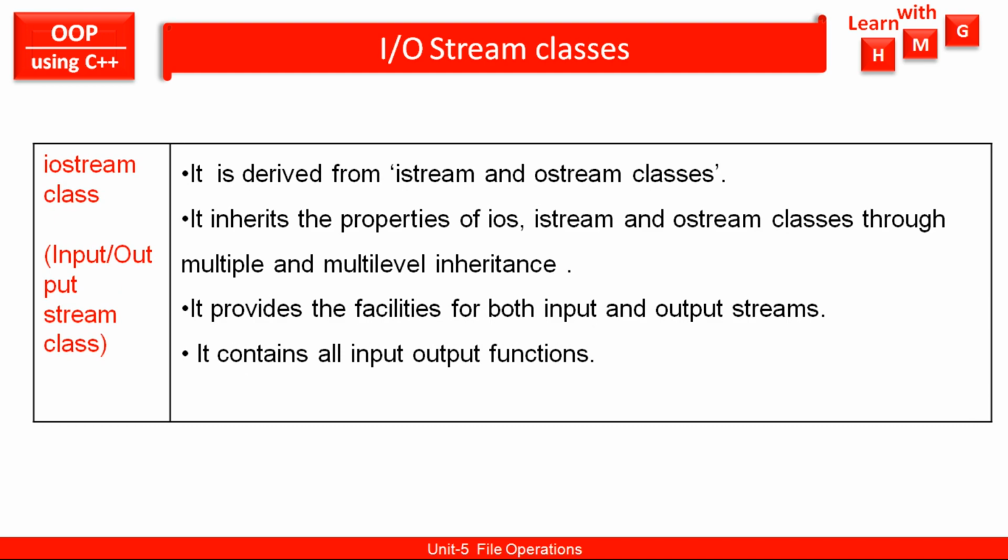The next class is the IOStream class, that is the input output stream class. This class is derived from two base classes, iStream and OStream. It inherits the properties of three classes, iOS, iStream and OStream, through multiple inheritance. In the diagram we have seen it is a combination of multiple and multi-level inheritance. It provides the facilities for both input and output streams. Both streams are available in this IOStream class. It contains all our input output operations, so both functions are available in this class.